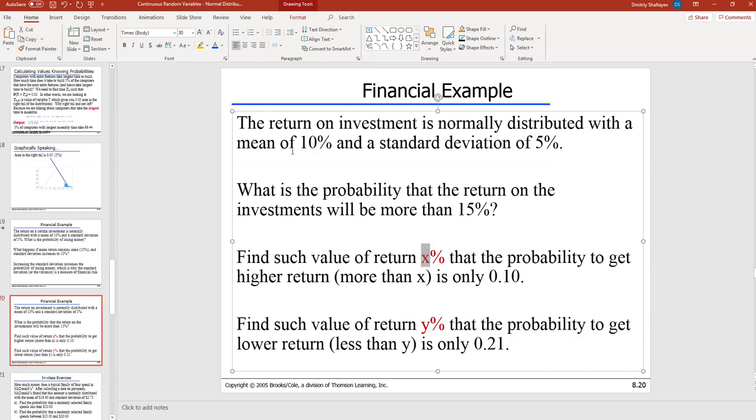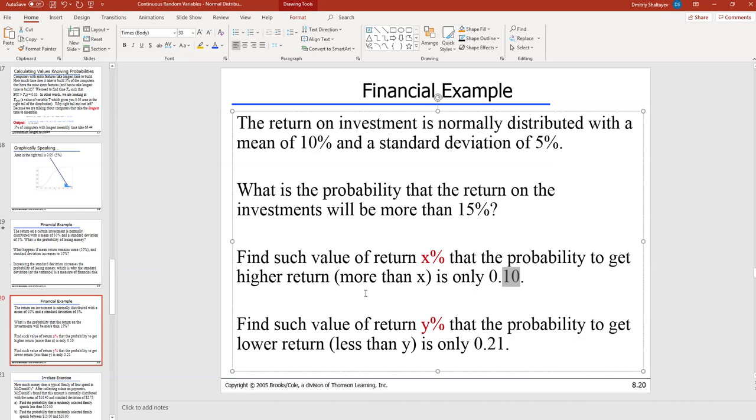So I'm going to go back from 10% for the mean and 10% for the standard deviation to 10% and 5%. So what was that originally? Find such a value of return that the likelihood to get even higher return than that, more than X, is only 10%. Well, that means that I'm looking to find the value of the return, Q, such that in the right tail of my normal distribution, I have the area of 0.1, 10%.